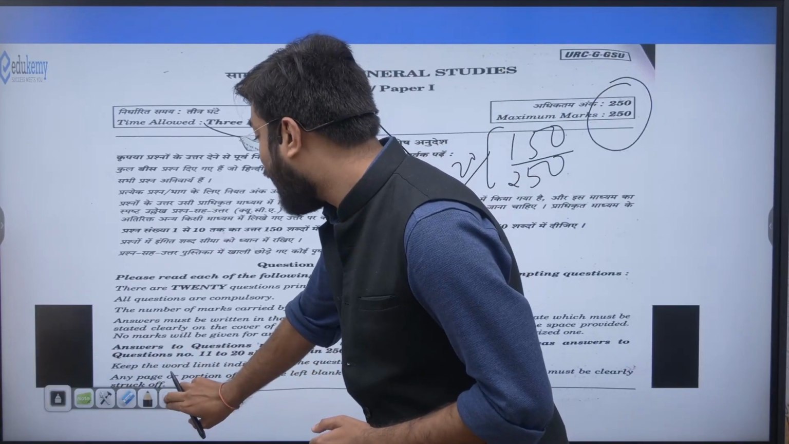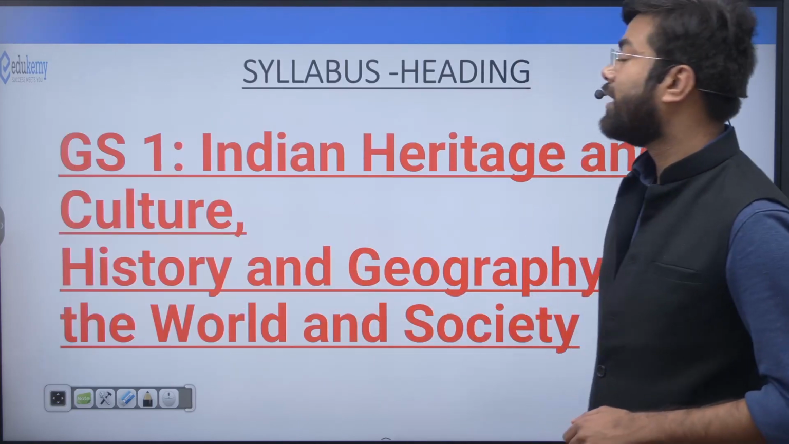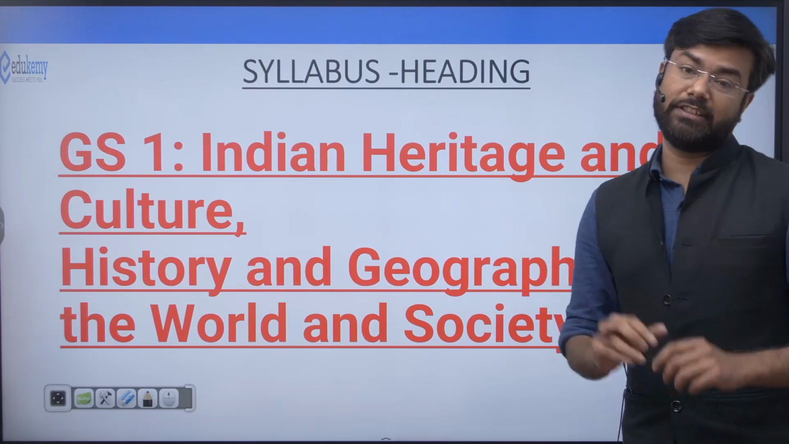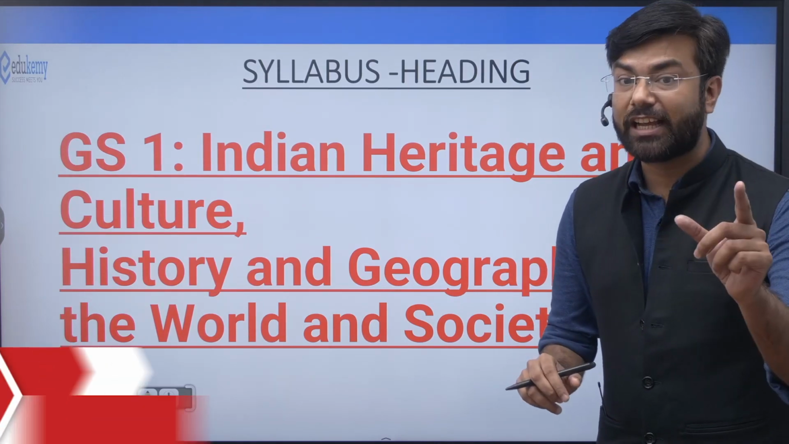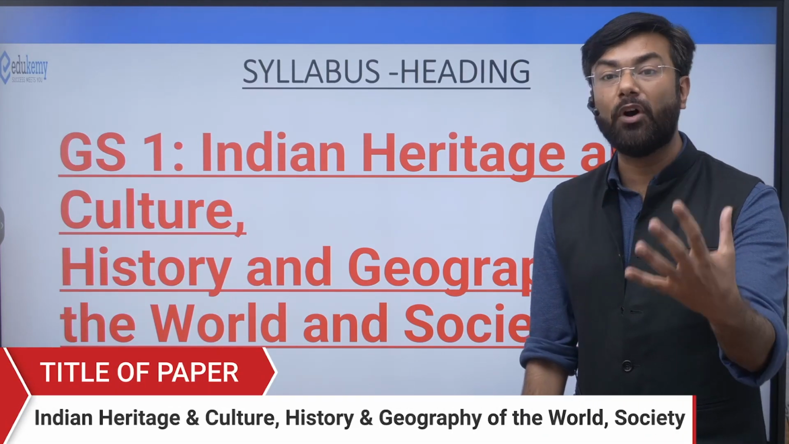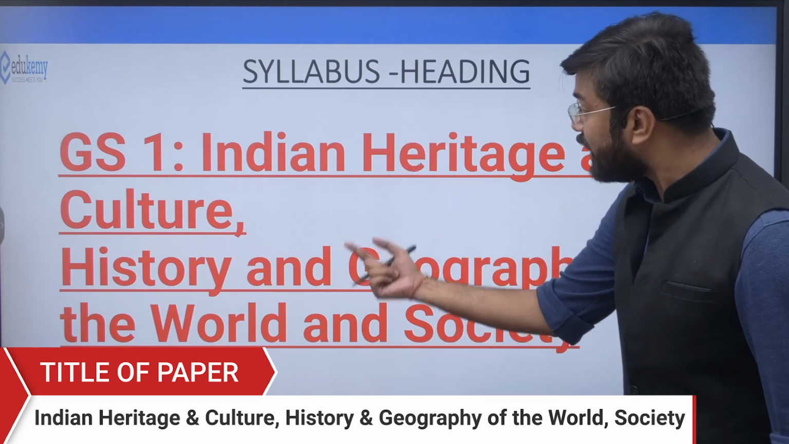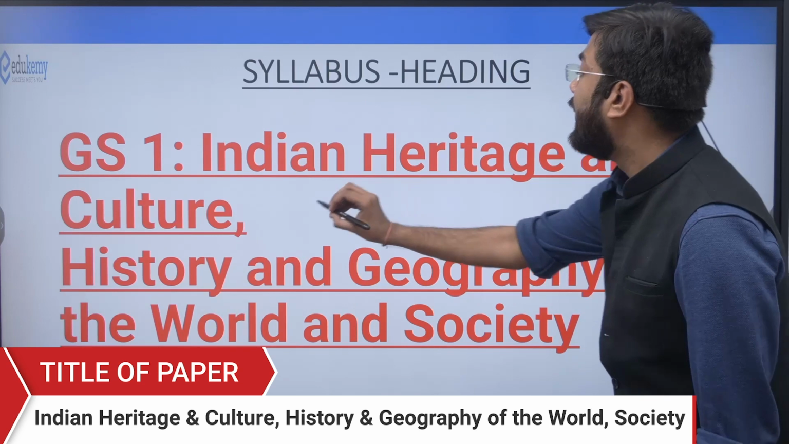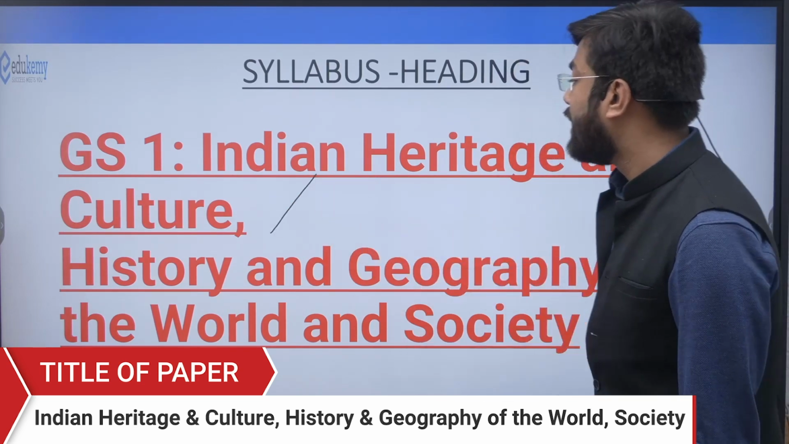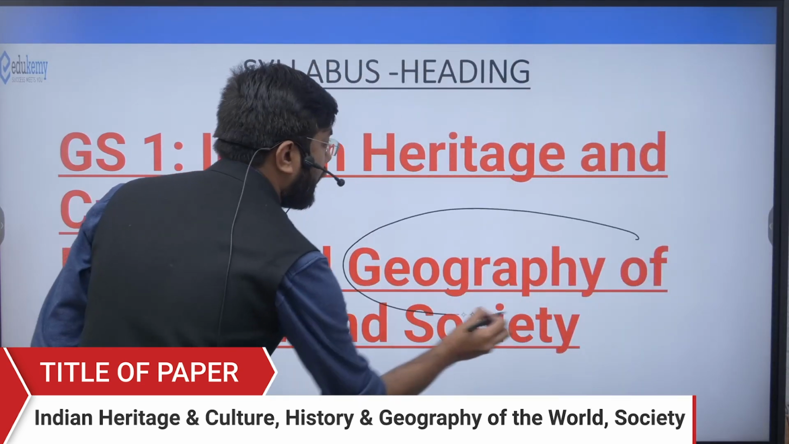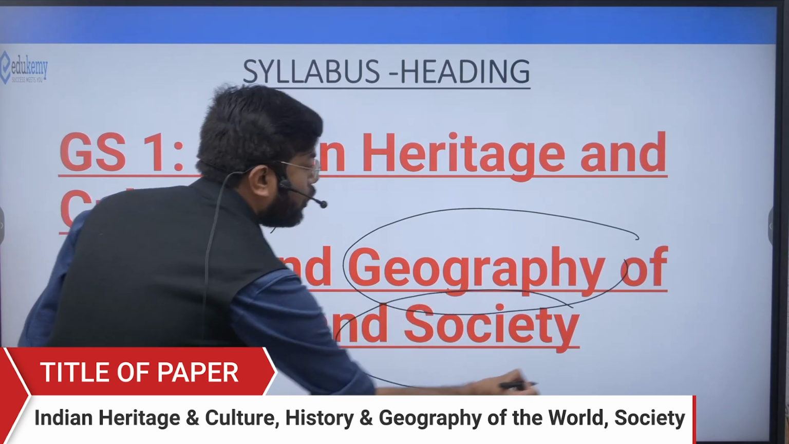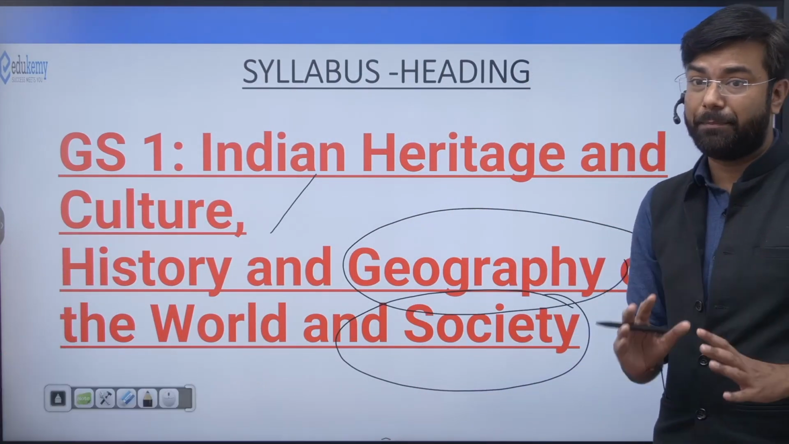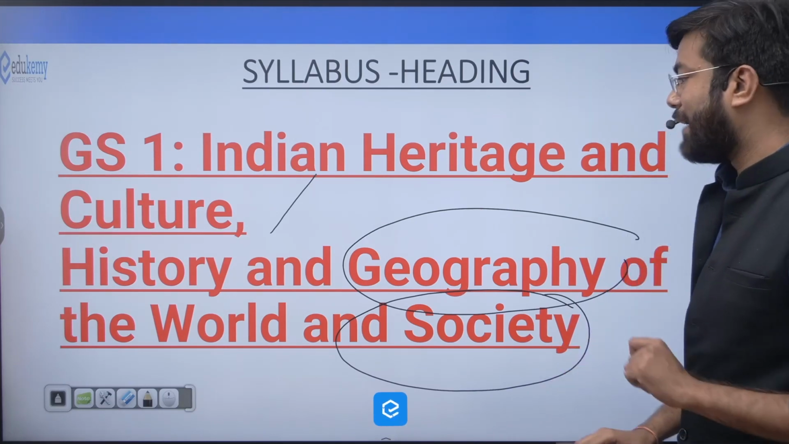But coming back to our topic of discussion, that is the syllabus. So the title of the syllabus is Indian Heritage and Culture, History and Geography of World and Society. So as you can see, the syllabus comprises history and culture, geography and society. So 3 themes or 3 subjects combined in one paper. This you have to keep in mind.